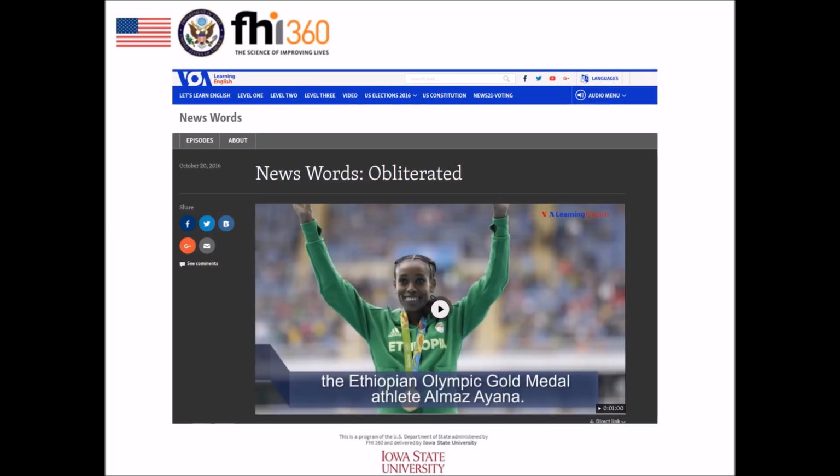The news story was about the Ethiopian Olympic gold medal athlete. She won the gold medal, and as part of the story, they talked about how she had obliterated previous records. So on the website, what's highlighted is the word obliterated. This is probably a word that most students wouldn't know. But in this section, it gives the students a chance to take a look at the word, see it in context, and also hear it when they listen to the story.